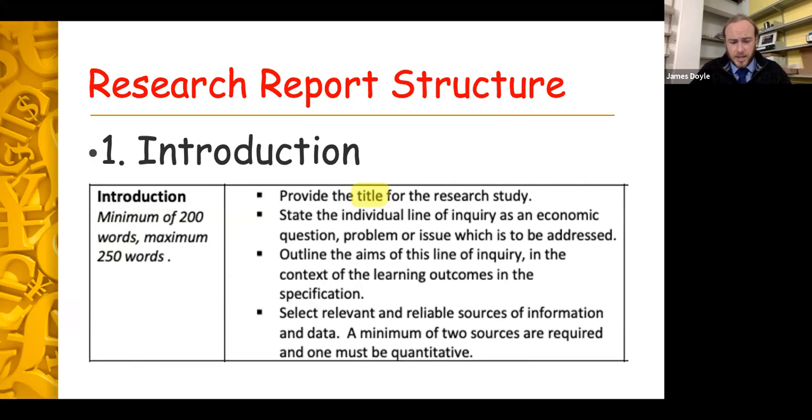They've told us exactly what they want in it. They want a title for the research study report. We're going to spend a bit of time later on discussing the difference between the title, the line of inquiry, and the aims, because there'll be a bit of confusion as to what is actually meant by each of those things.